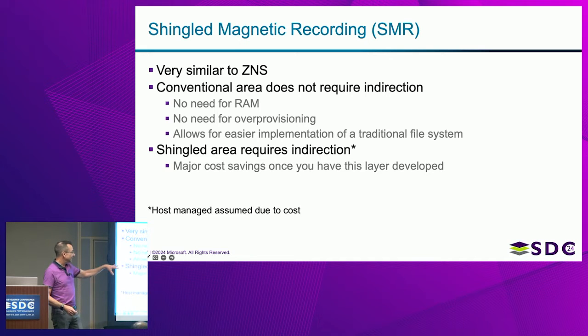But the shingled area does require that same indirection. I made a note here, we only deal with the host-managed drives. There are drive-managed ones, but we aren't going down that road. So we have to do the indirection ourselves. As I said, it's very expensive to develop that, but once it's developed, you can save a tremendous amount of money using an SMR drive.